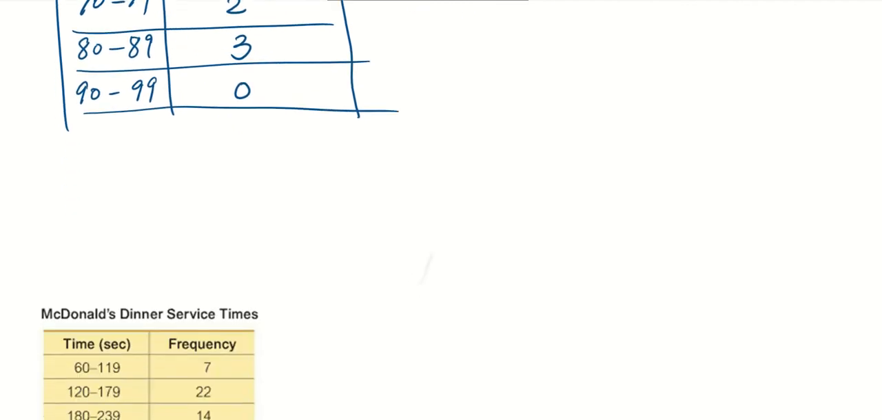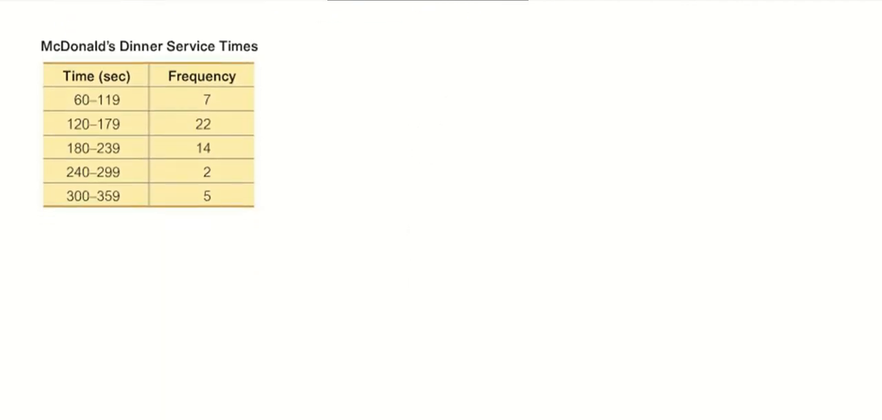So now here I have another frequency distribution. It tells you the McDonald's dinner service times. Right? You can tell here we have 1, 2, 3, 4, 5 classes. It tells you the time, the first class is from 60 seconds to 119 seconds, and so on. And for each class, there's an assigned frequency. Okay, so let's define some definitions here.